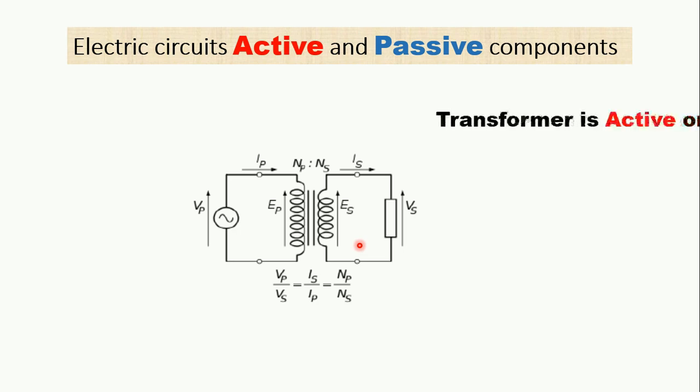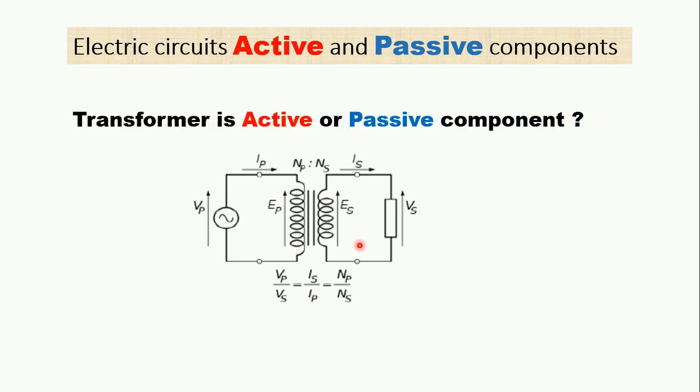Now the question comes: is a transformer an active or a passive component? Well, if we consider what happened in the case of the transistor, we have seen that the transistor has amplified the signal. So one can argue and say that, okay, if we give this transformer 100 volts at this side, and it is a step-up transformer, and we get here 300 volts, for example, then we can consider this transformer as an active component in our circuit.